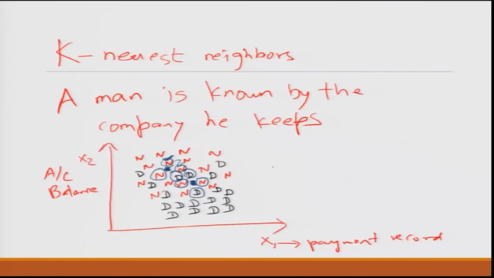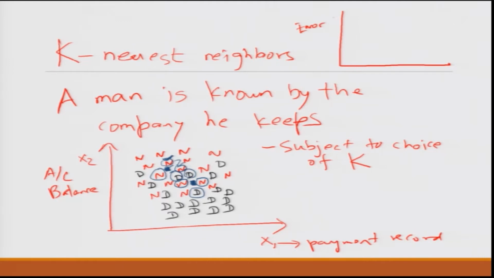there are a few riders. The first rider is that this is very subject to the choice of k. K means the number of neighbors that you choose to make the decision. And if you look at a typical profile, let me make a graph out here, so let me plot error out here, the mistakes I make if I classify using this.